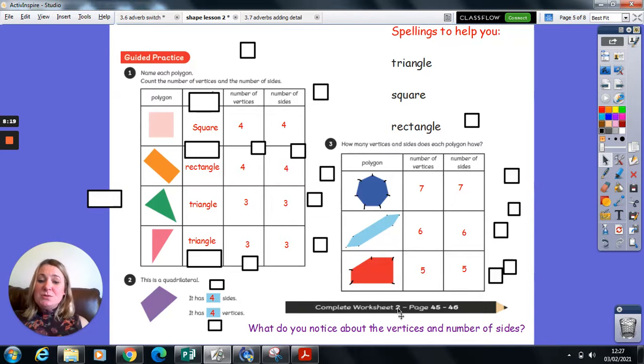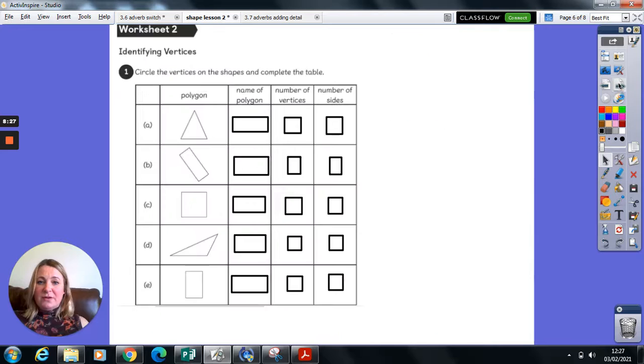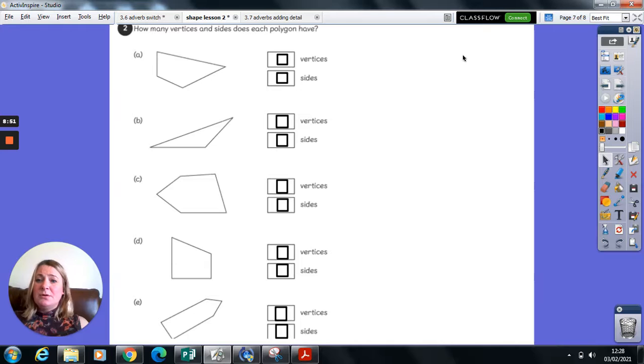So you are completing worksheet 2 today, which is on page 45 to 46. Again, I will just go through those activities briefly with you. So in worksheet 2, all you have to do is name the polygon, so the nice straightforward names of polygons. Say the number of vertices, and if you remember what we've looked at, this bit should be easier. Name the number of sides. On part 2, you simply need to say how many vertices and sides these polygons all have.